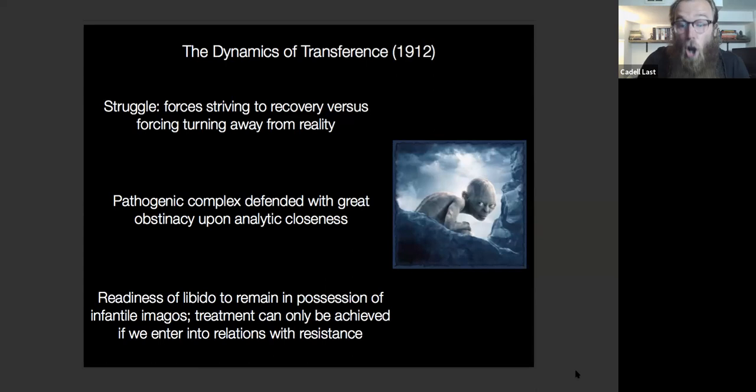So there is always this readiness of the libido to remain in possession of the infantile imagos. That is the ring of power. The ring of power is the infantile imagos. They're guarding their image of the mother. They're guarding the image of the father. They're guarding the image of the brother or the sister. And treatment can only be achieved if we enter into the relations of resistance, the resistance to being cured. That's the analytic struggle.